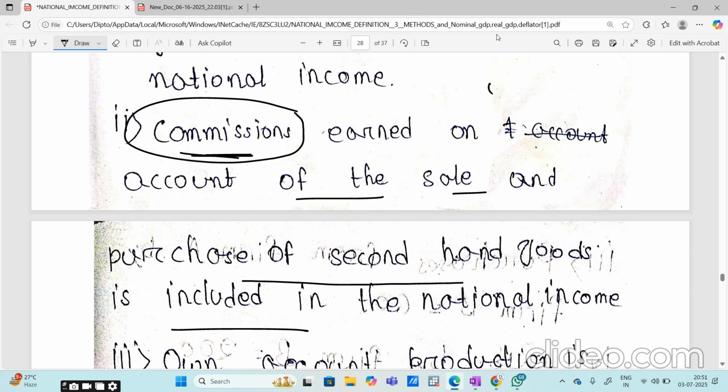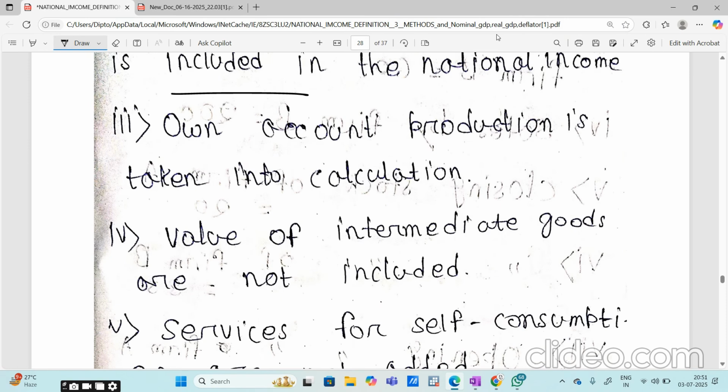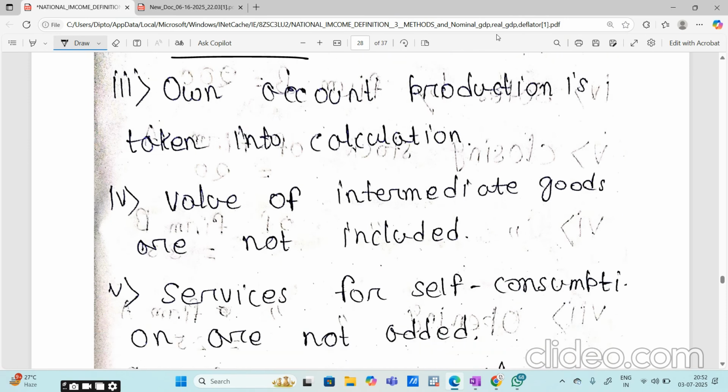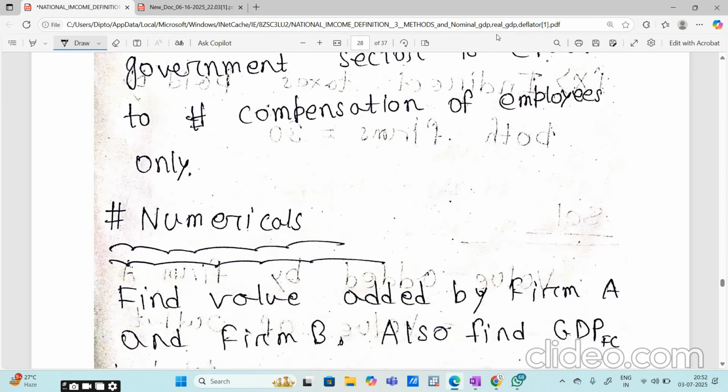Take OLX, they are basically selling second hand goods, so the value of those second hand goods will not come into GDP, but whatever commission OLX is getting by selling each product on their platform, that commission should be added to the national income. Own account production, that is basically self consumption, whatever is being produced for self consumption should not be added. It is not taken into calculation as it is for self consumption. Okay, so there are some other precautions.